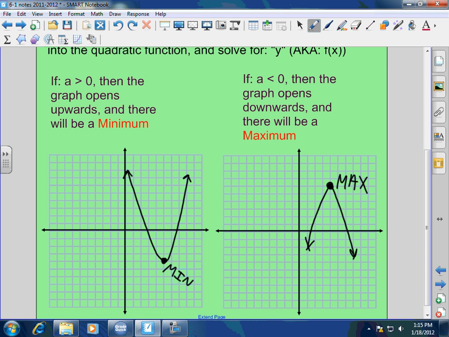Yes, sir, and yes, sir. You cannot have a maximum and a minimum in a parabola, because then you'd have to combine the bottom part, and it would no longer be a parabola, sir. Good question.